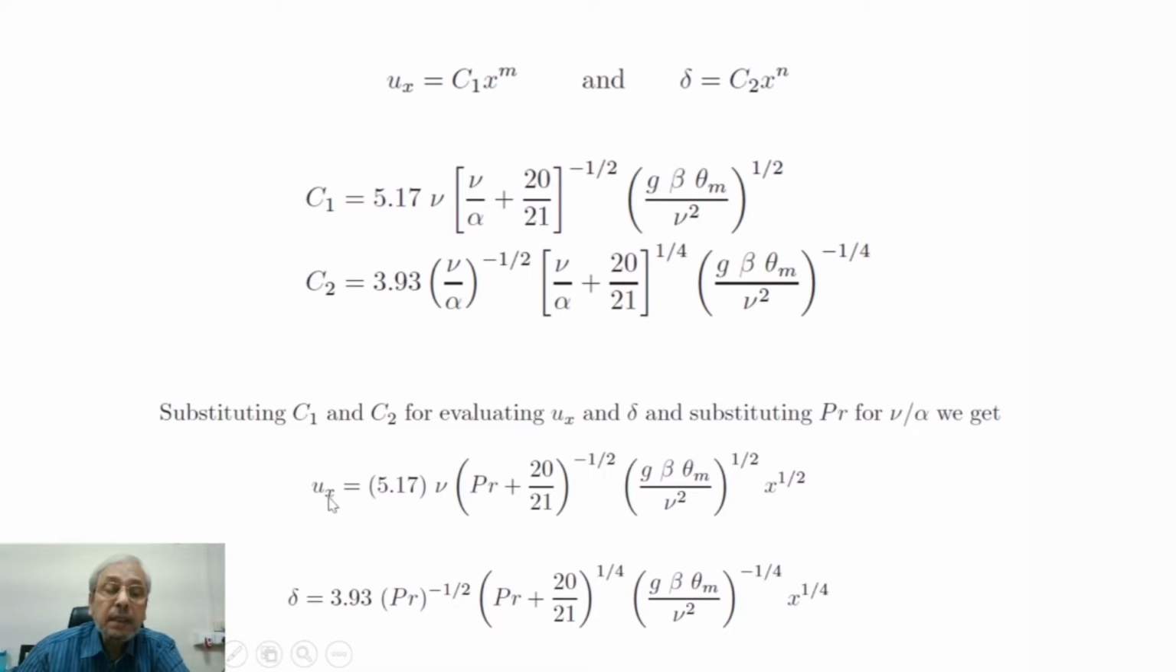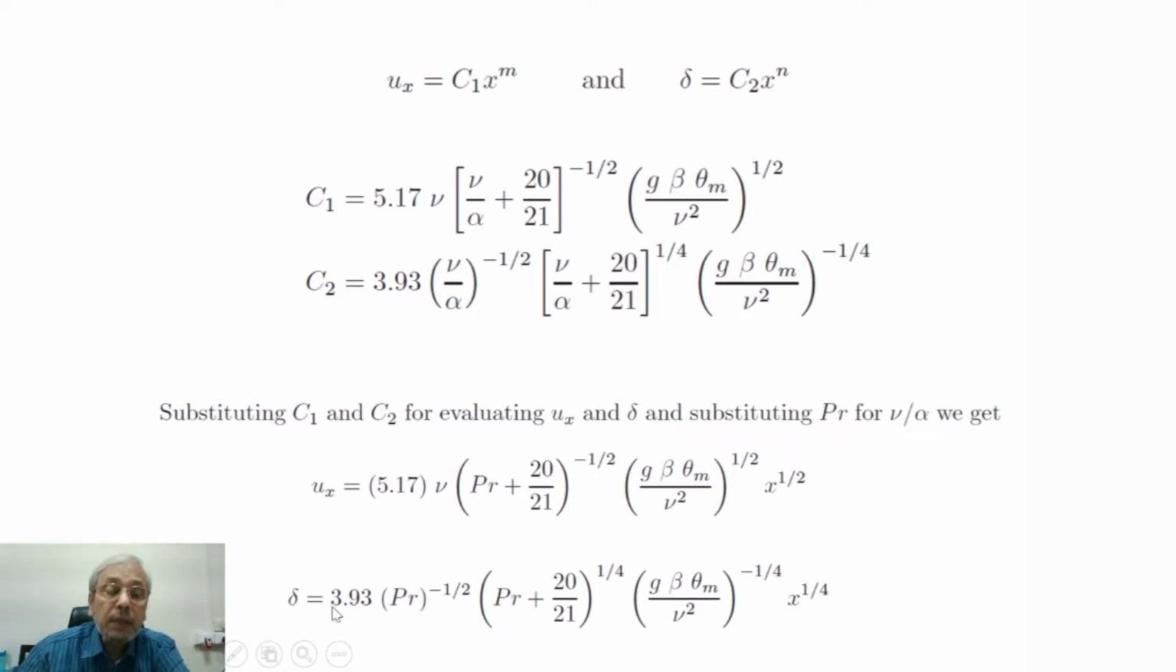So we get the explicit expression in closed form for ux, which is 5.17 nu, Prandtl number plus 20 by 21. This nu by alpha we substitute with the Prandtl number. So to the power minus half, g beta theta m by nu square to the power half, x power half.